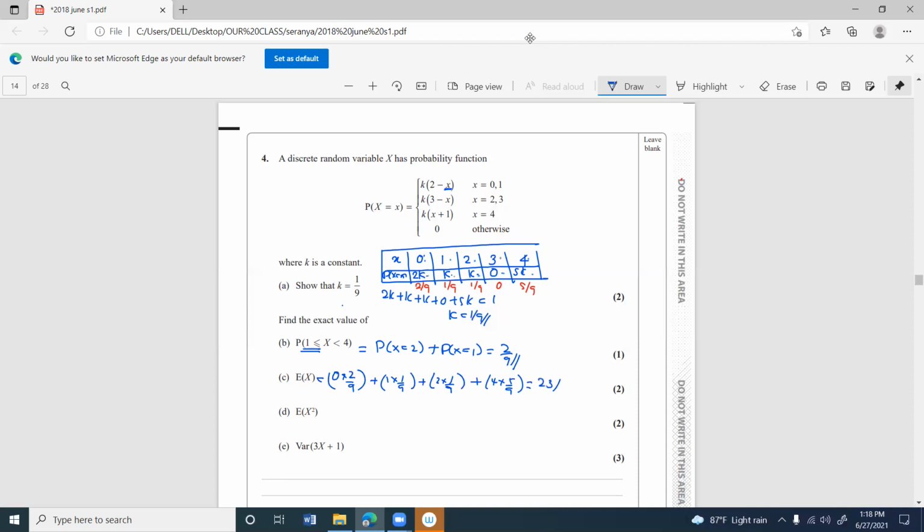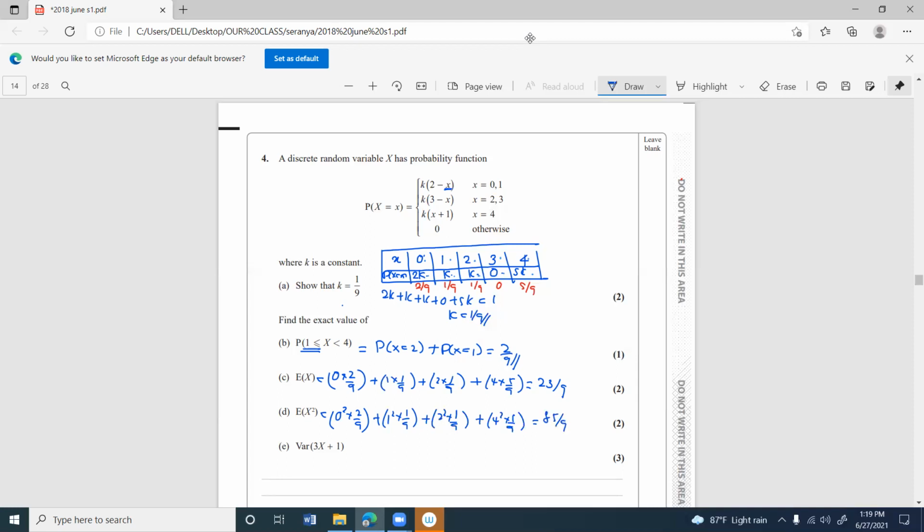23 over 9. Then E of x squared. How to get E of x squared? 0 squared into 2 over 9 plus 1 squared into 1 over 9 plus 2 squared into 1 over 9 plus 4 squared into 5 over 9. So you get the answer. This is 0 plus 1 plus 4 plus 80 over 9, which is 85 over 9.